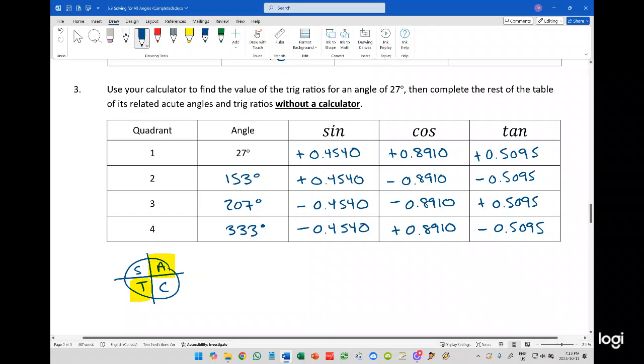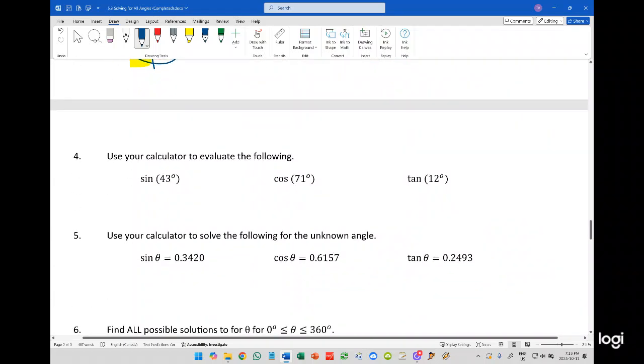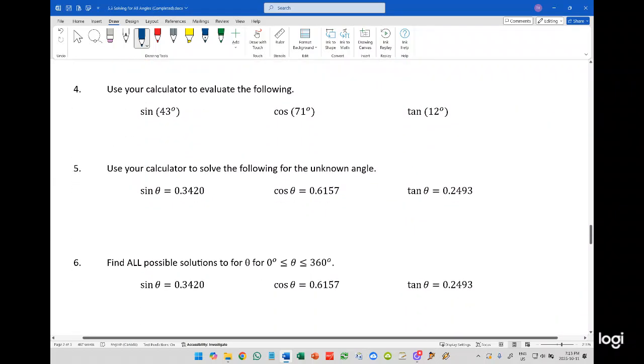Okay, I mentioned earlier, if you were kind of lost, that's okay. You can be a little lost, but we're starting to get to the point where we're trying to pull this stuff together. So let's use our calculator to find a few things. First of all, we'll find the sine of 43 degrees. So the sine of 43 degrees, that one's easy. It should only have one answer. That's 0.6820.